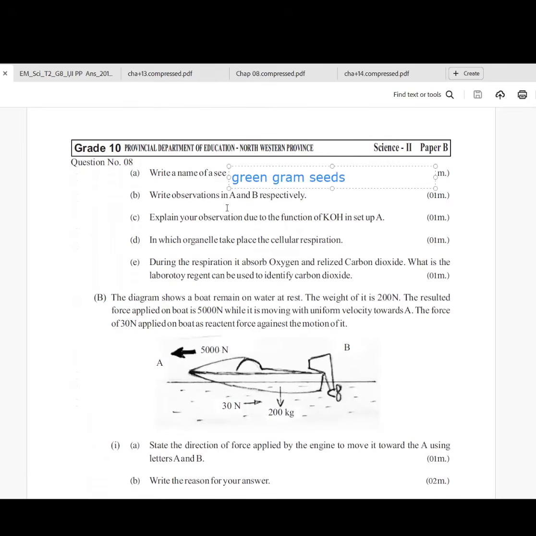Write observations in A and B respectively. In A, colored water rises up.